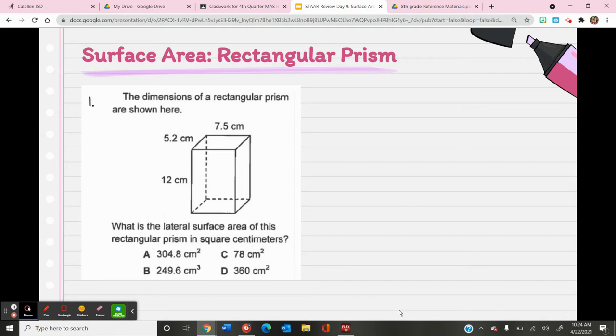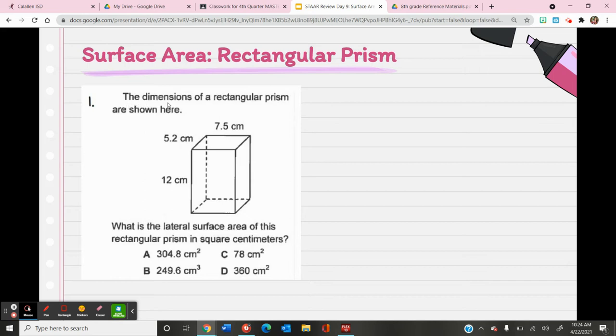Now we're first going to cover rectangular prisms. Now remember, whenever we're talking about surface area, you do have two types of surface area. You have lateral surface area, where you're finding the area of just the sides, or you can find total surface area, where you're finding the area of all sides of your shape. So since I'm finding lateral surface area, I'm just finding the area of the sides here.